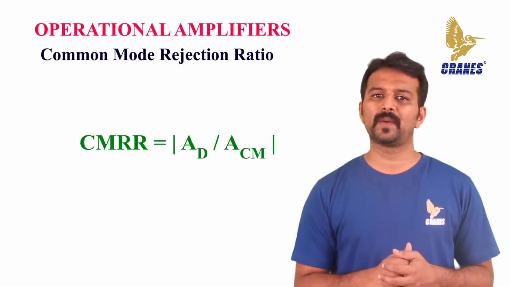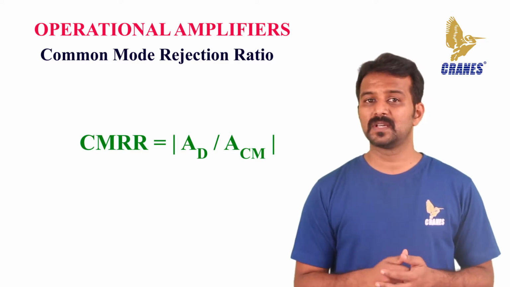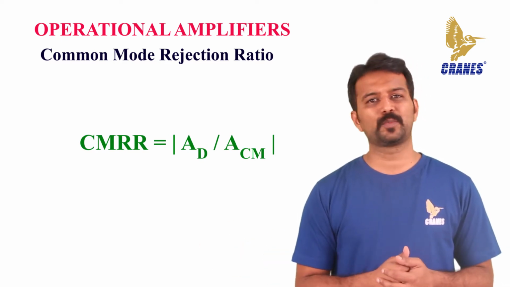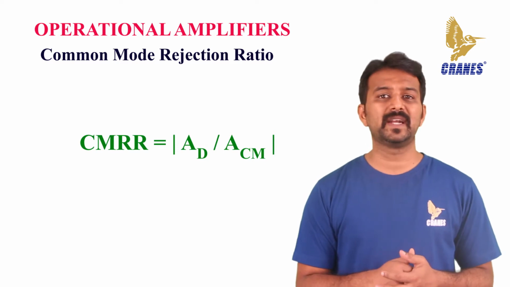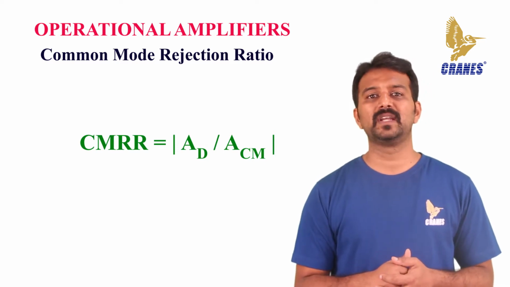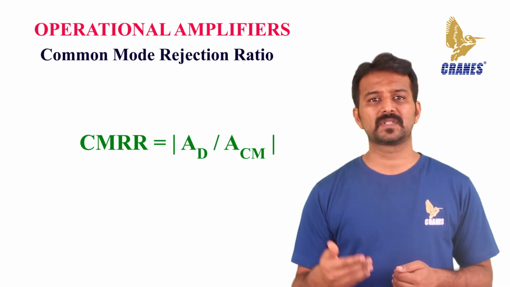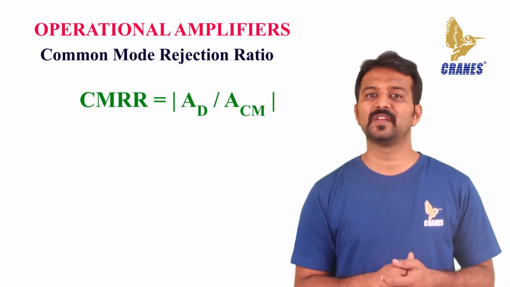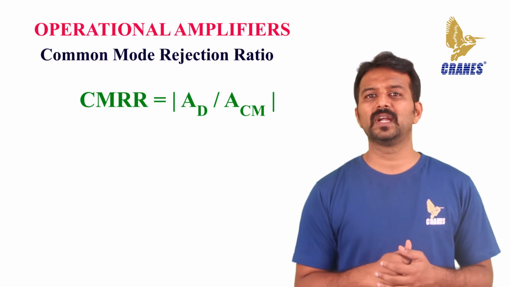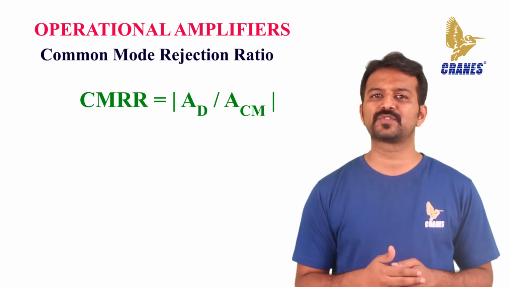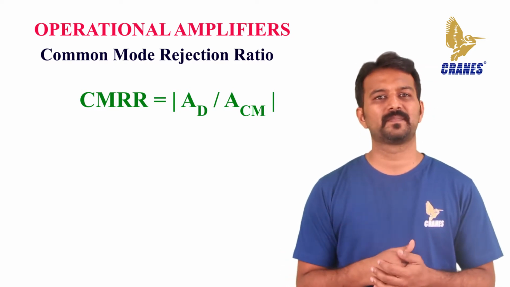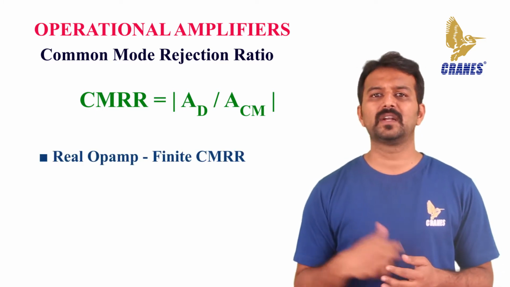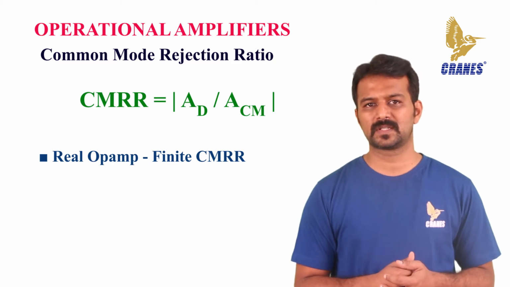CMRR of an ideal op-amp is infinite. That means it is able to reject all the common mode signals. Also from the formula, we can see that AD is infinite for an ideal op-amp and ACM is 0. Therefore, the CMRR of an ideal op-amp is infinite. Therefore, it will reject any signal which is common to both the terminals. However, real op-amps have finite CMRR and do not reject all common mode signals.